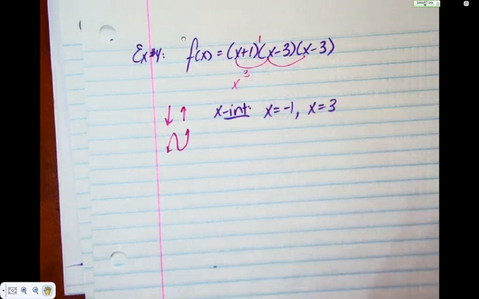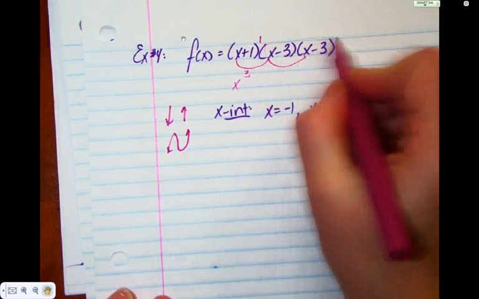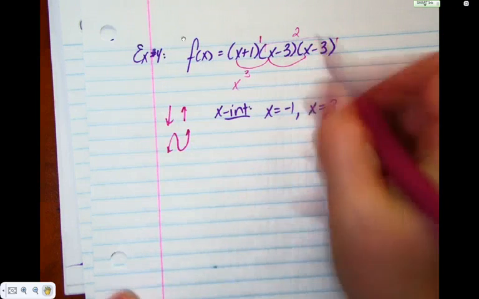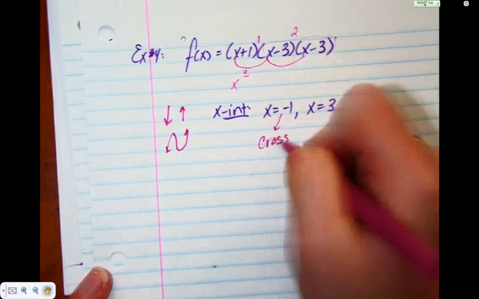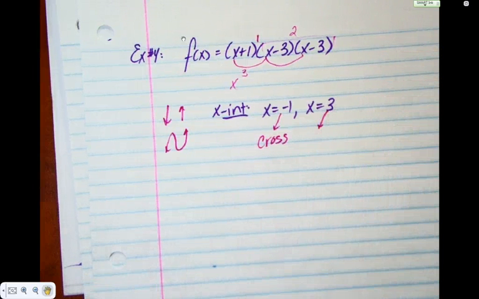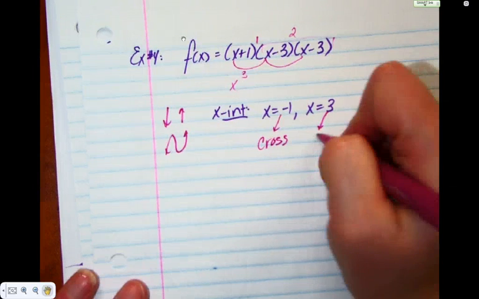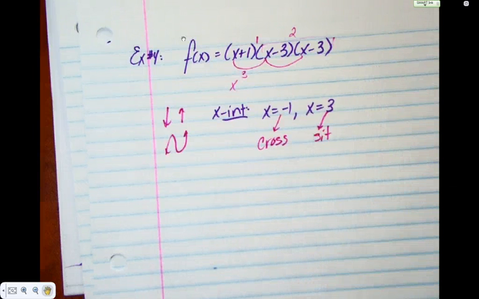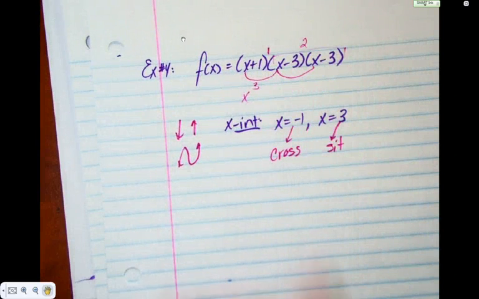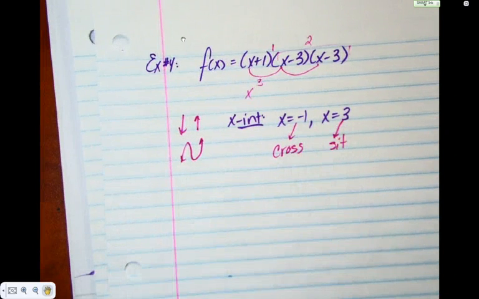This we would say has a multiplicity of 1, where this guy has a multiplicity of 2. That means that it's going to cross through the first one, which is what it usually does at x-intercepts. But what's going to happen at 3? It's just going to sit on the x-axis. It's not going to actually cross through. That's how we use the multiplicities. Okay, so a normal x-intercept has a multiplicity of 1. If it's got an odd exponent, it's going to cross. If it's got an even, it's going to sit.